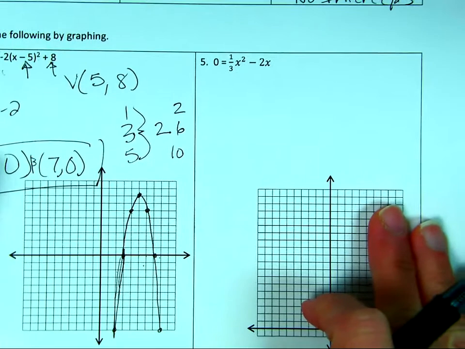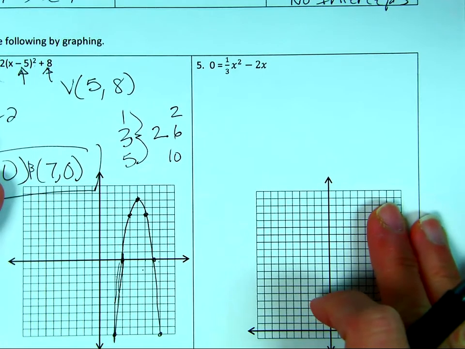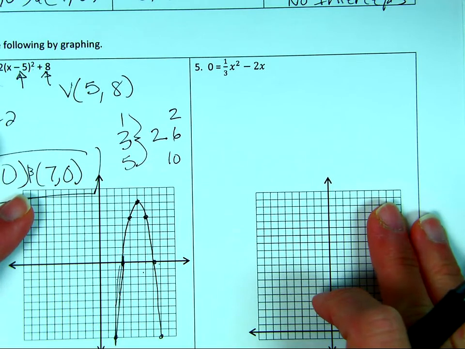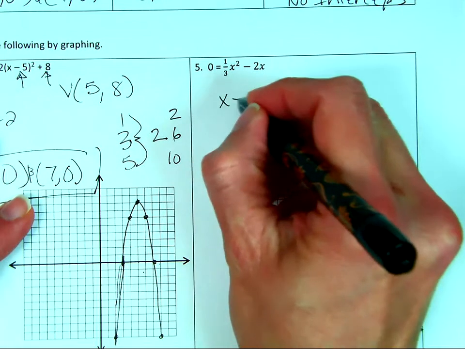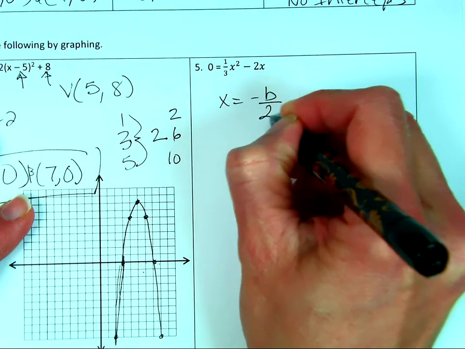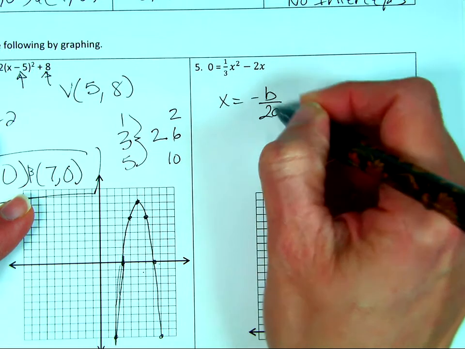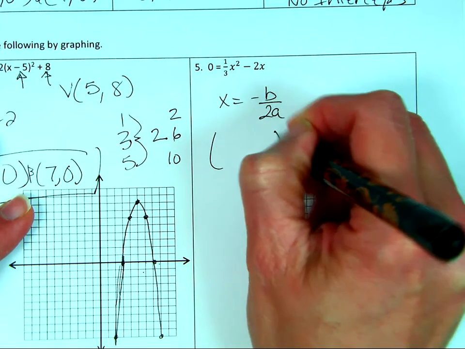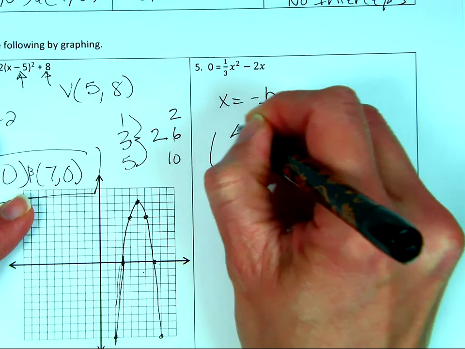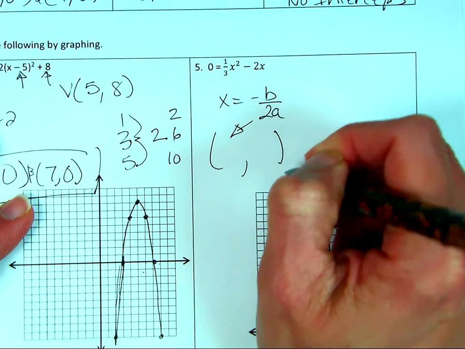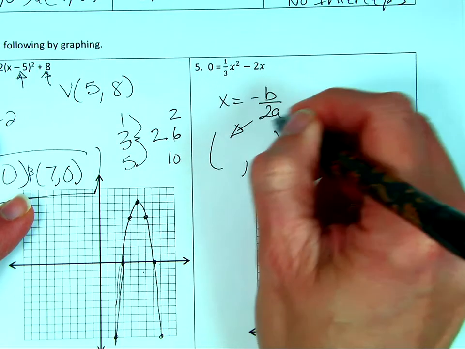Okay, this one is not in vertex form. It's in standard form. Notice there's no parentheses. So the first thing I do when it's in standard form is find my axis of symmetry, because this negative b over 2a is the vertex x-coordinate. And then we plug it back into the x values, find f of that to find our y value.